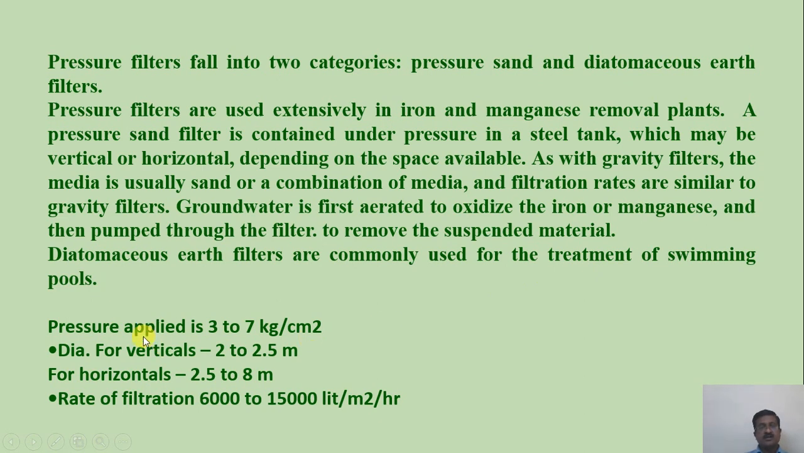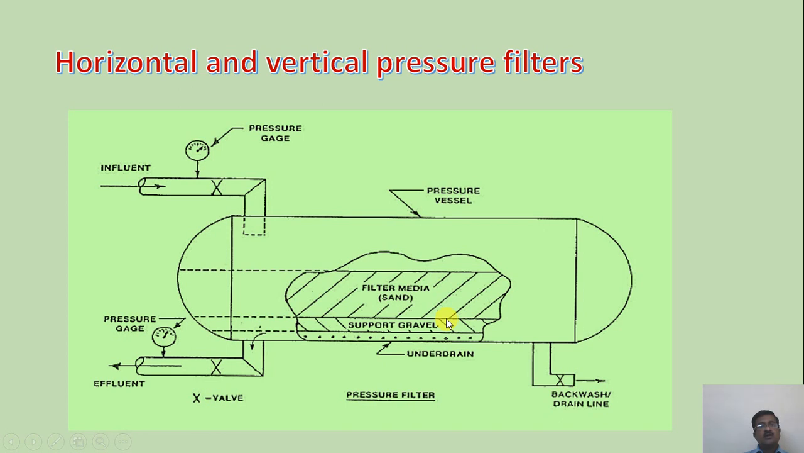Now generally in the pressure filters, the pressure applied is 3 to 7 kg per square centimeter. The diameter for the vertical pressure filters is 2 to 2.5 meters. For the horizontal pressure filter, it is 2.5 to 8 meters, and the rate of filtration observed is 6,000 to 15,000 liters per square meter per hour.